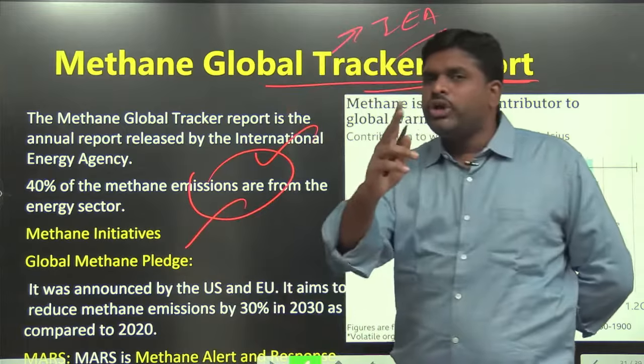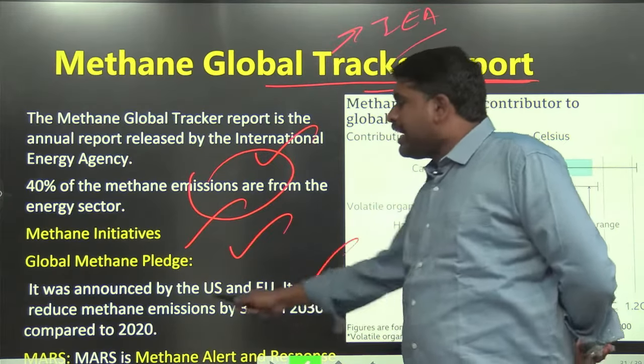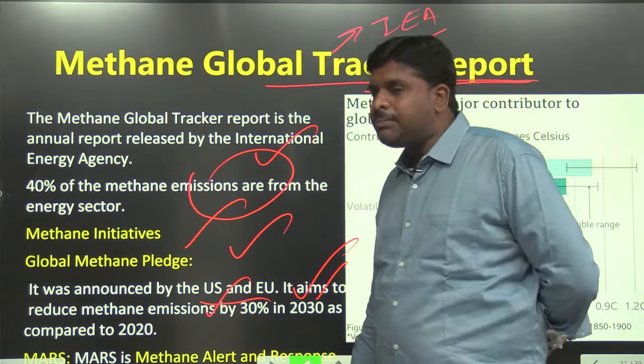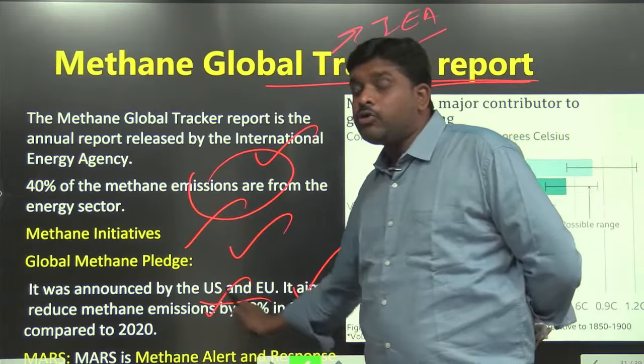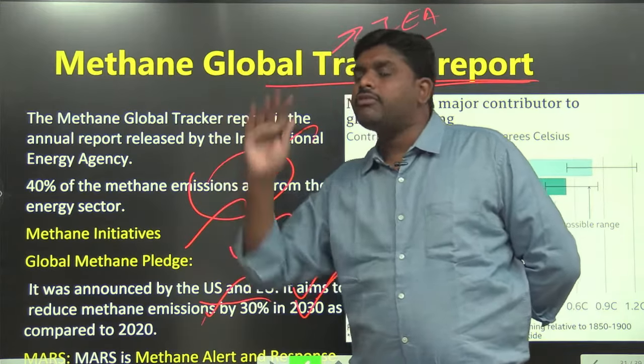There are 2 methane initiatives. One is called the Global Methane Pledge. It was announced by the US and European Union. It aims to reduce methane emissions by 30% in 2030 as compared to 2020 levels.